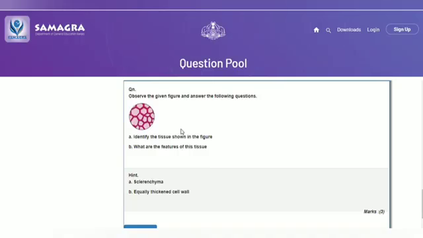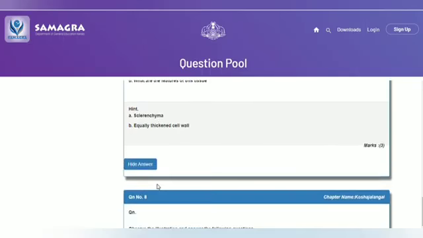Seventh question. Observe the given figures and answer the following questions. Identify the tissue shown in the figure. The tissue is sclerenchyma, the hardest part. What are the features of this tissue? Equally thickened cell wall.